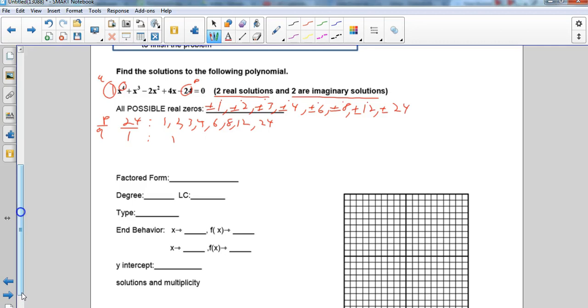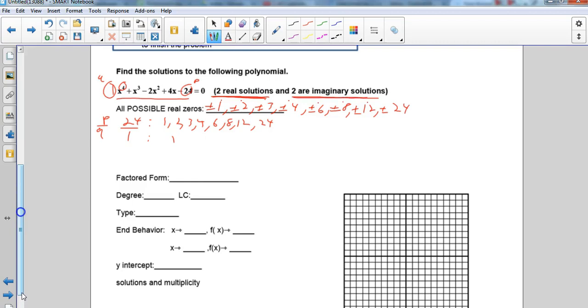You could get lucky by guessing, but remember what we said in lesson 11, go ahead and put this in your graphing calculator. Get a picture of it. See where you see it going through. Because remember, there's only going to be 2 real ones out of those possibilities.